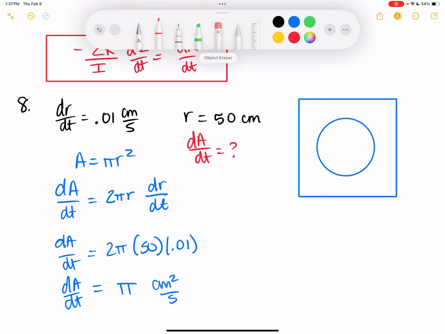So my dA/dt is pi centimeters squared per second. And again, they leave it in terms of pi, so that's fine. If you wanted to write 3.14 or whatever, you could do that too.